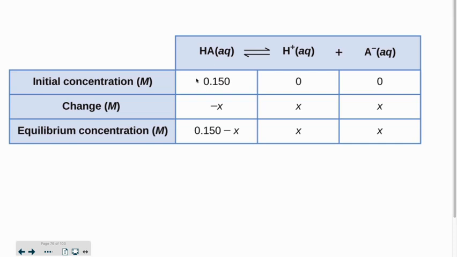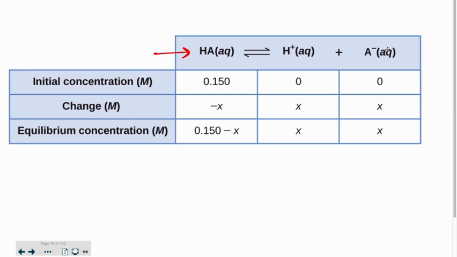This lesson is on ICE tables, which is part of HL equilibrium if you're taking IB chemistry. Here's an example of an ICE table. Here we are looking at a reaction that is at equilibrium. So HA goes to H+ and A-.